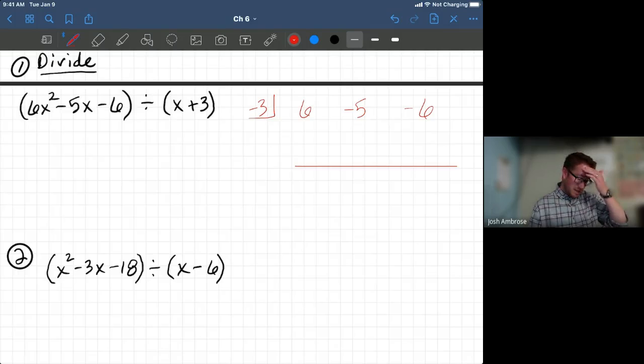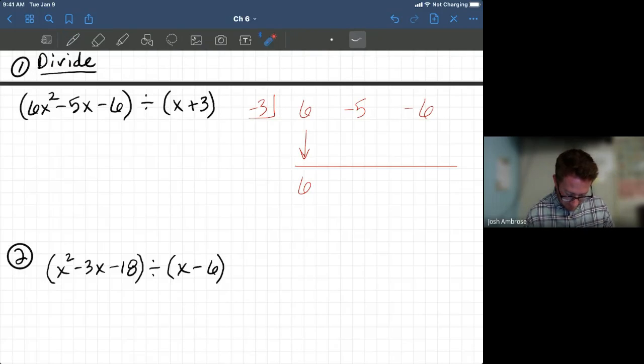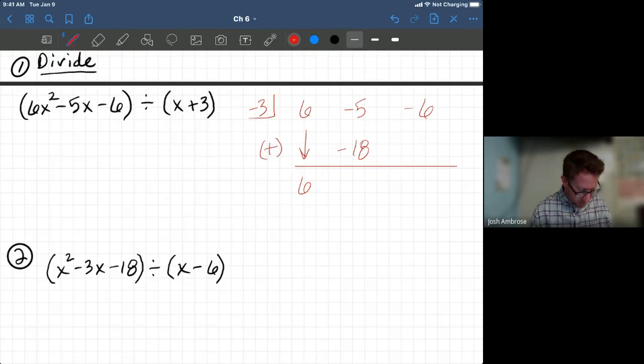Okay, and then step 1, this first term always drops straight down. So that 6 drops straight down. Now what you're going to do is multiply -3 times 6. All right, -3 times 6, giving us -18. Okay, and then we are doing addition, always off to the side. Go ahead and put that in there. Now a -5 plus a -18 going to give us a bigger negative of -23.